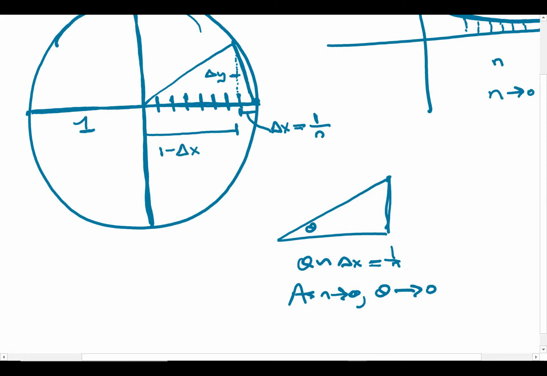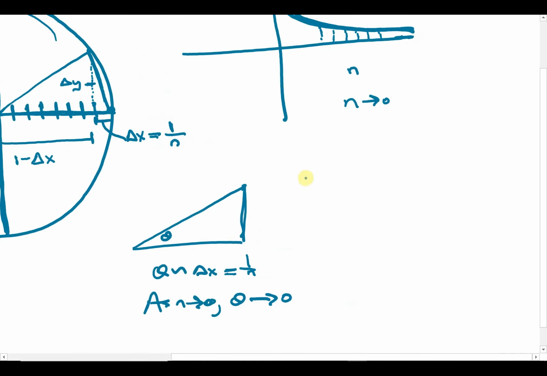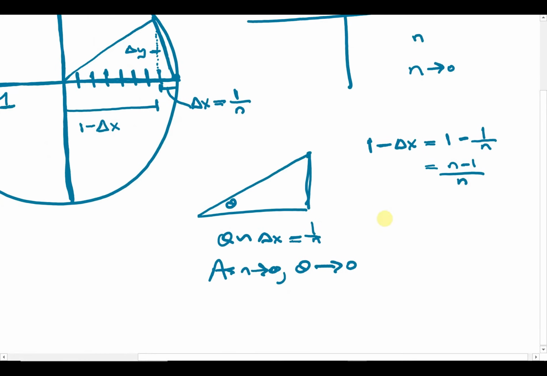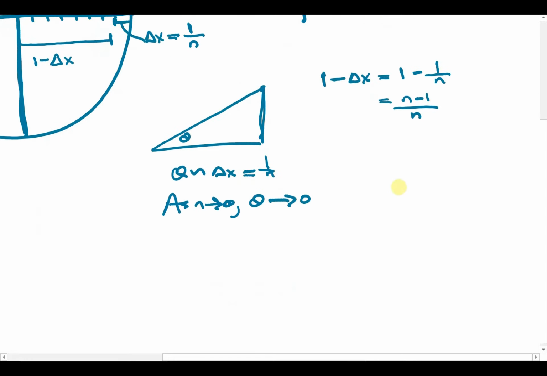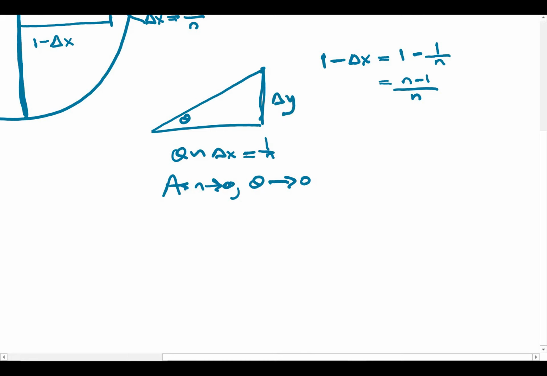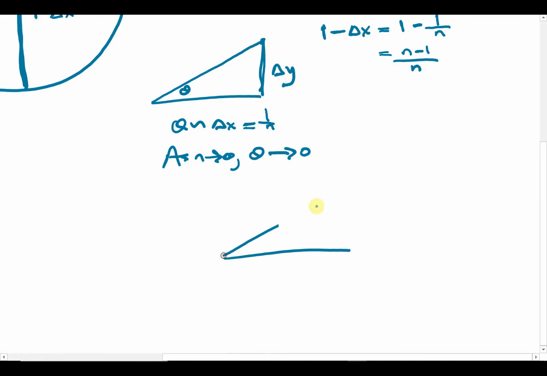Okay, so right here we have 1 minus delta x. This is 1 minus 1 over n, which is n minus 1 over n. So that's 1 minus delta x, and that gives us the initial relation, and we know the radius is 1. So we can actually calculate delta y. We construct theta. Let's just say this side is n minus 1 over n. We have delta y and we have 1.